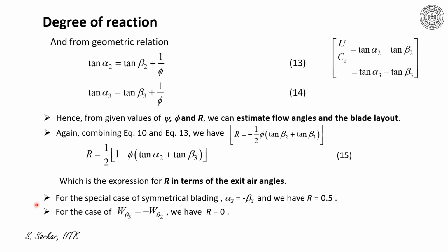Now, for the special case of symmetrical blading, that occurs for 50% reaction blading, we know alpha 2 is equal to minus alpha 3, and hence from this relation you can easily show that in this case, when alpha 2 is equal to minus alpha 3, r becomes half. Furthermore, for another case, when w theta 3 is equal to minus w theta 2, r becomes 0. Thus, for the special case of symmetrical blading, when alpha 2 is equal to minus alpha 3, we get r equal to half. Similarly, when w theta 3 is equal to minus w theta 2, r becomes 0.